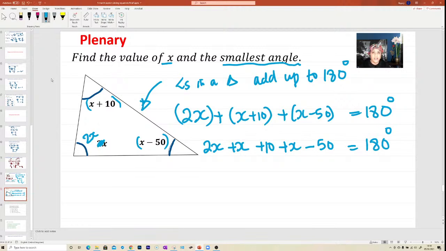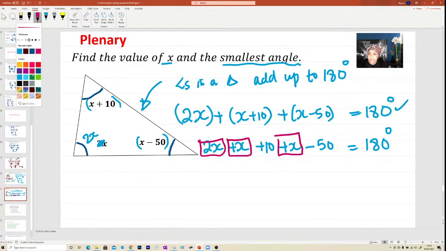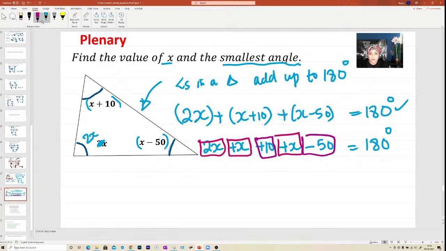It's very important you show your working out because in the exam you get marks maybe for doing this line, okay? So you must show your working out. Now let's add all the like terms. What are they? We've got 2x, plus x, and then plus x. And then the other ones, let me get a different color, we have plus 10 and minus 50. Okay, remember to always take the signs. That's what I'm trying to show you.